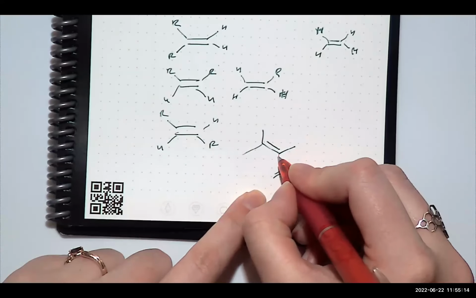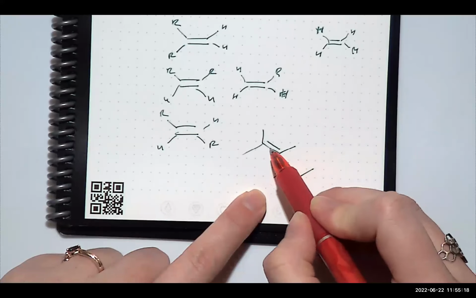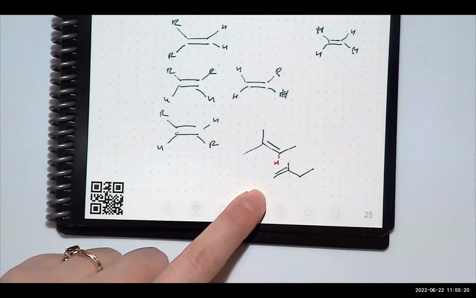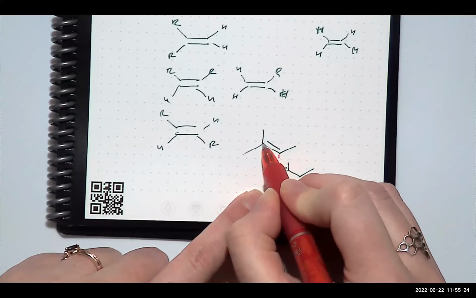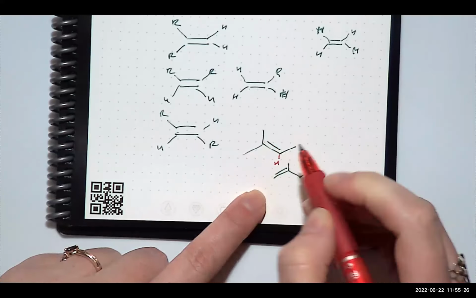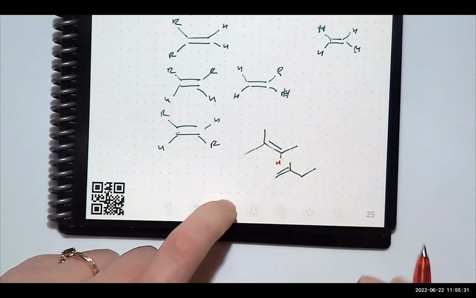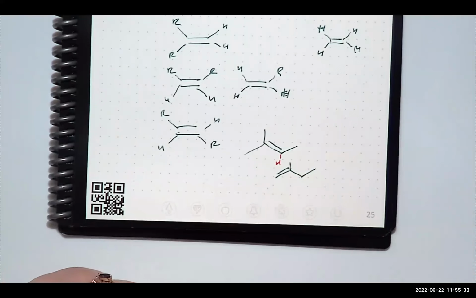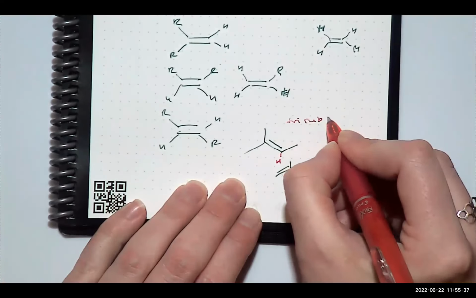So this alkene has 1 implied hydrogen. Otherwise, this carbon has 1, 2, 3 bonds, so it doesn't need any more. 3 other bonds, so just 1. And then on this side, this carbon has 1, 2, 3, 4. So this is actually a tri-substituted. There's only 1 hydrogen that's left from your basic alkene. So this is a tri-substituted.